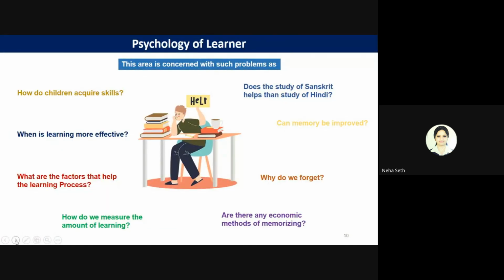Okay. So these are the areas which are concerned with the problems. Okay, problems that our learners might be facing. They might be facing questions like how do children acquire skills? What is their thought process? How are they developing with age? Okay, when is learning more effective?